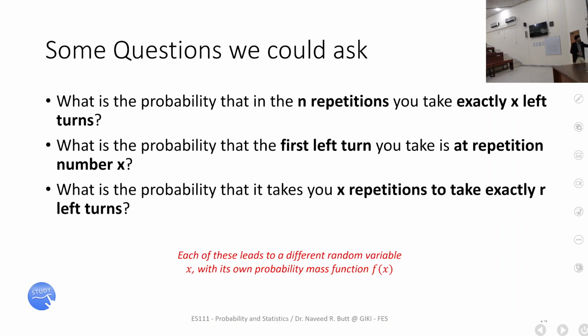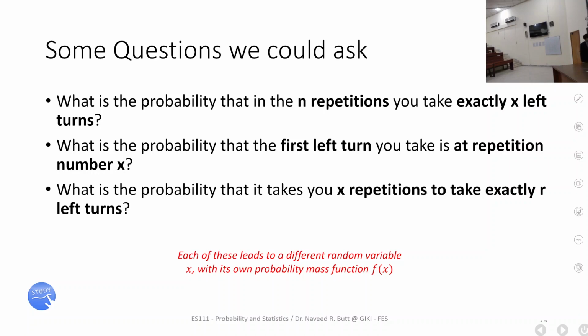Now, as I said about the student coming in, I could ask many different questions. So for Bernoulli trials, once you have set up those assumptions, you could ask many questions, like what is the probability that in n repetitions you take exactly x left turns? For example, the car. So how many repetitions are there? 3 repetitions. So what is the probability that you take exactly x? Means you can put a number there. What is the probability that you take exactly 2 left turns in 3 attempts or 3 repetitions? So any question you might want. Another question.